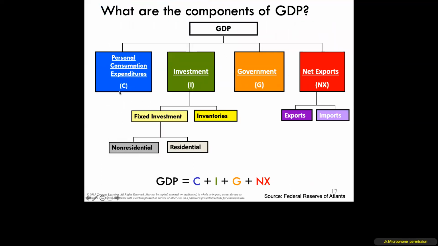So our equation that we all need to know is GDP, or Y, is equal to C plus I plus G plus NX, okay? Exports minus imports. GDP is equal to C plus I plus G plus NX. That will be a very important equation.